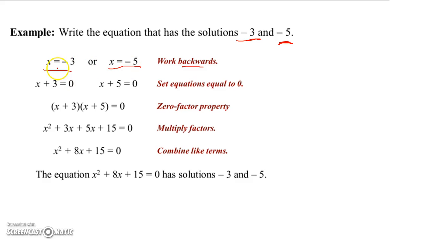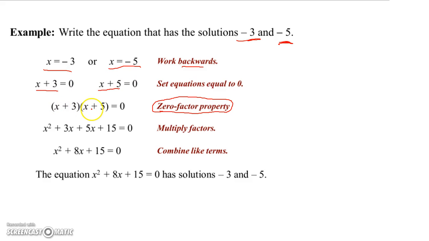And now we can simply set these equal to 0. x plus 3 equals 0, x plus 5 equals 0. Now we can use the zero factor property that we talked about last week. That means that if these things are both equal to 0, one or the other is actually equal to 0.